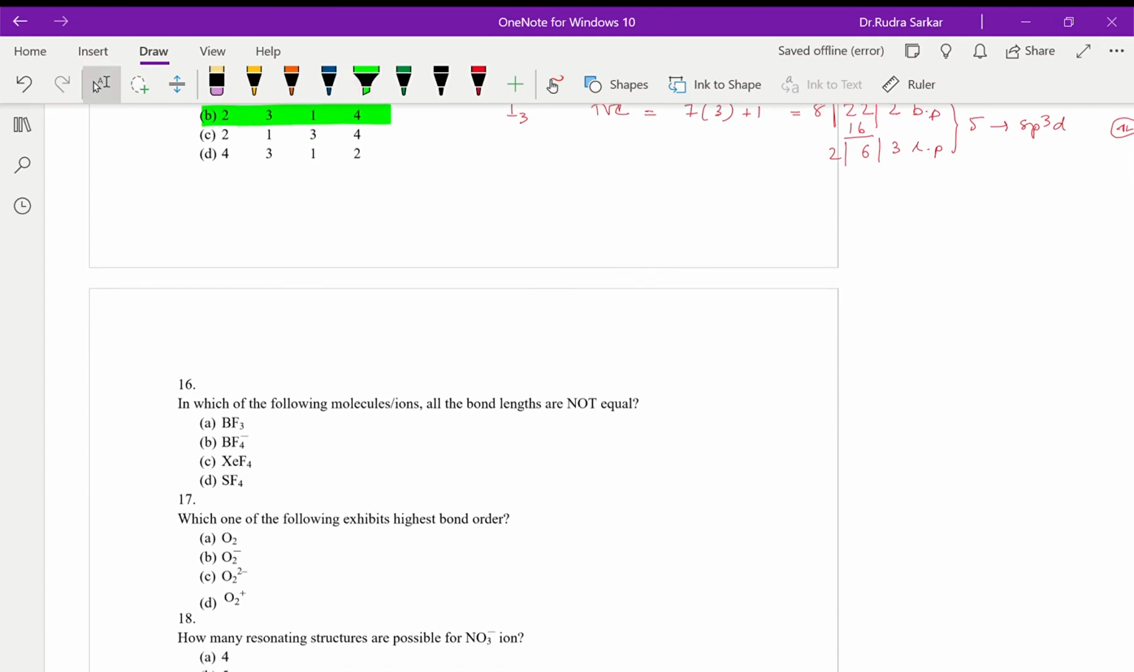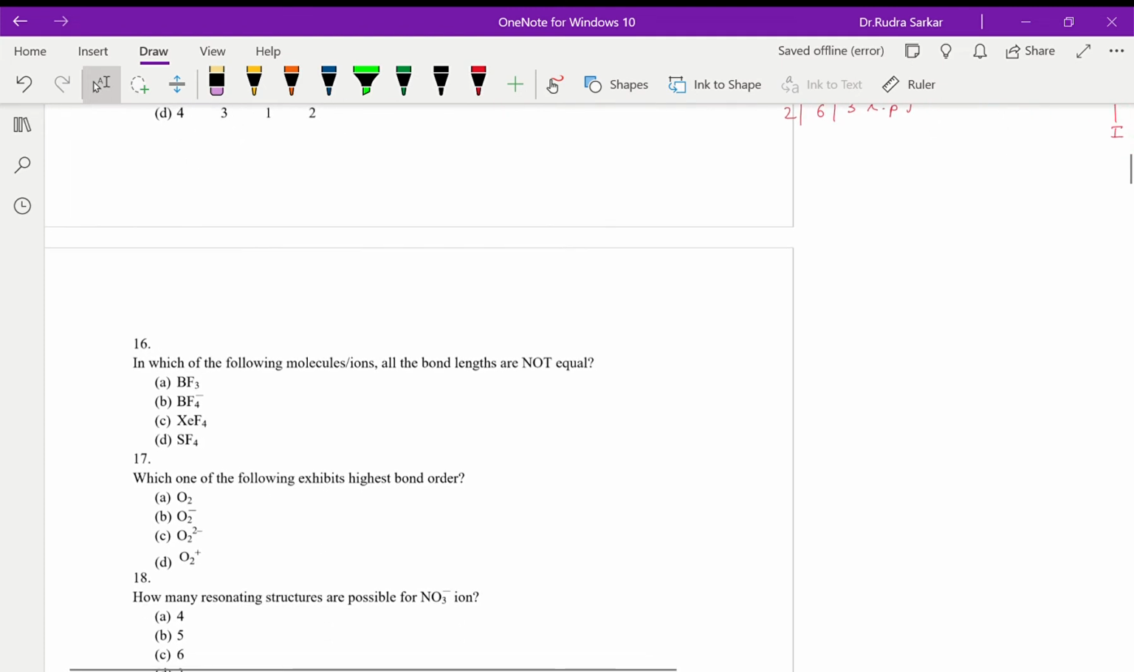Next, in which of the following molecules are all the bond lengths not equal? In the previous example, we have seen BF3 having this shape. Similarly, if we calculate the shape for BF4 minus, so this is basically triangular planar, all the bonds having equal length over here.